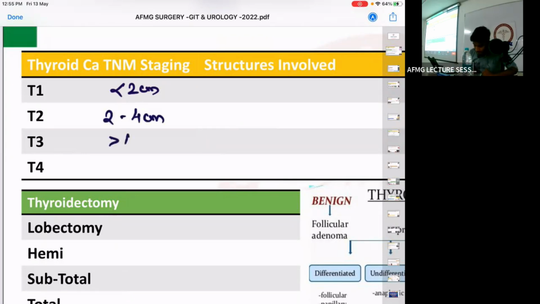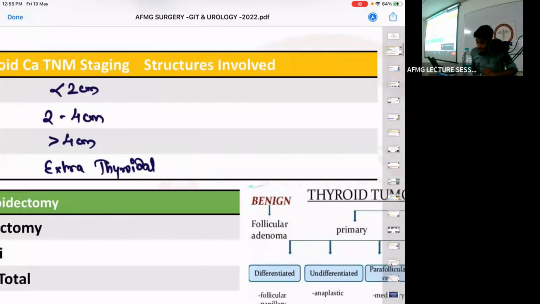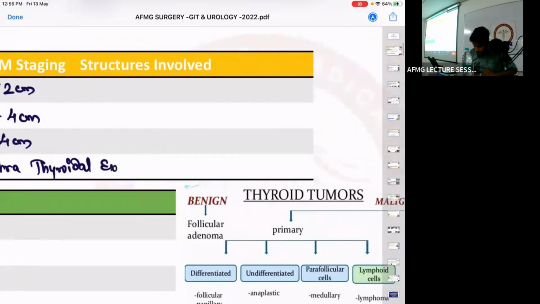T3 means tumor more than 4 cm, and T4 means extrathyroidal extension. What do we mean by extrathyroidal extension? That means there is involvement of the adjacent structures.